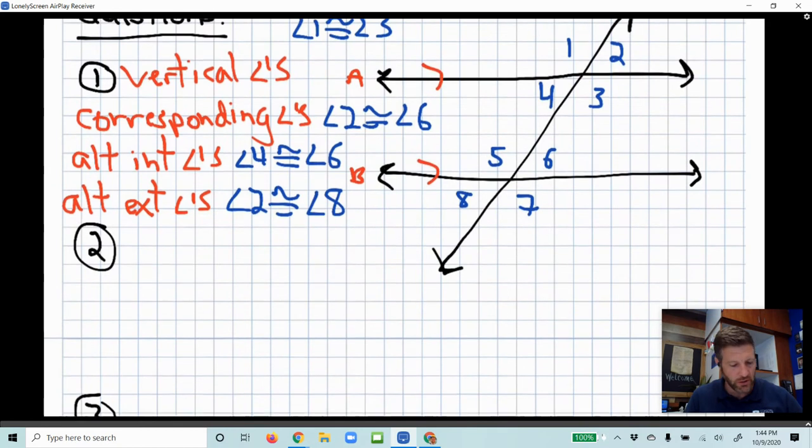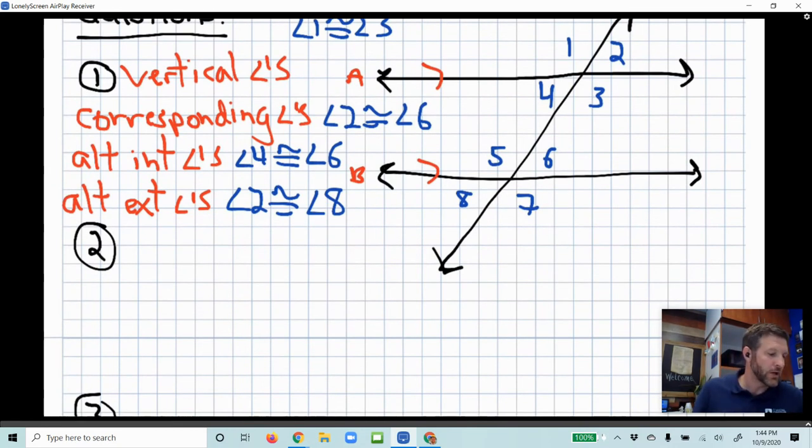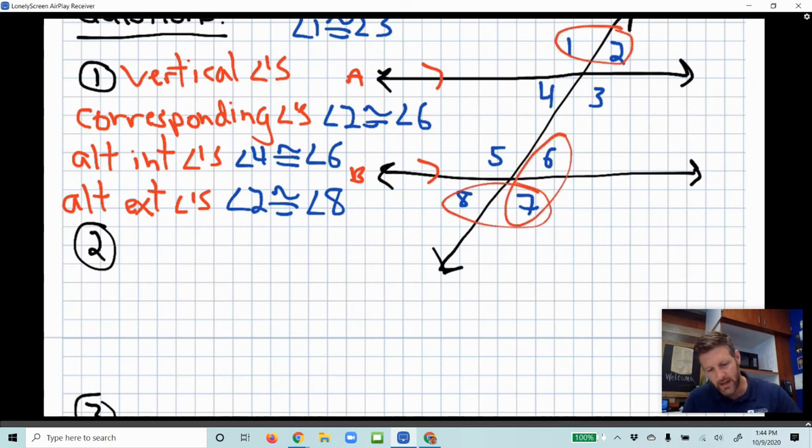Okay, question number two asks, if 2 lines are parallel and cut by a transversal, which angles are supplementary? Again, we defined both of these terms. Supplementary means they add up to 180. So first of all, all the linear pairs are supplementary: 1 and 2, 6 and 7, 7 and 8, 5 and 8, 4 and 3. All of those linear pairs are supplementary. So let's put that first. Linear pairs.